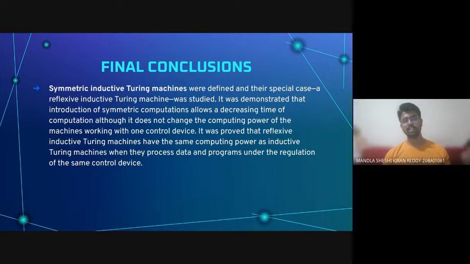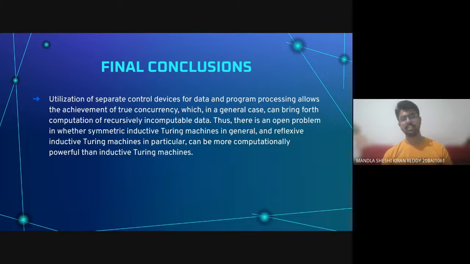When we observe the conventional Turing machine, the symmetric Turing machine or the inductive Turing machine, they are using only one controlling device. But here we are using two controlling devices, the data processor and the program processor. So the first conclusion is that we have to use multiple controlling devices rather than one controlling device to make use of the symmetric nature. The second thing is that utilization of separate control devices for data and program processing allows the achievement of concurrency, that is, both happening at the same time, which in the general case can bring forth computation of recursively incomputable data.